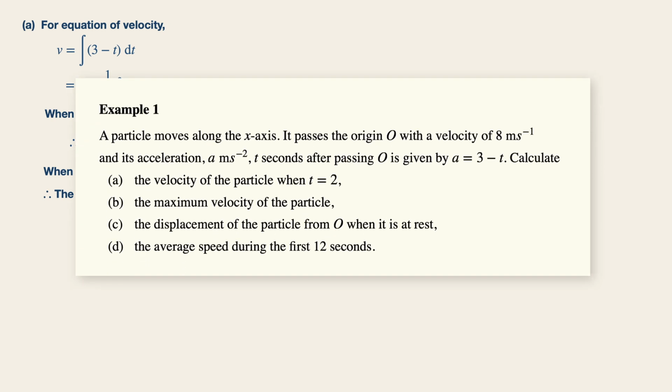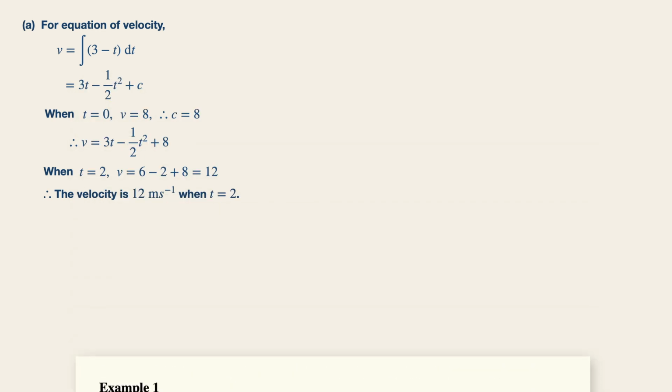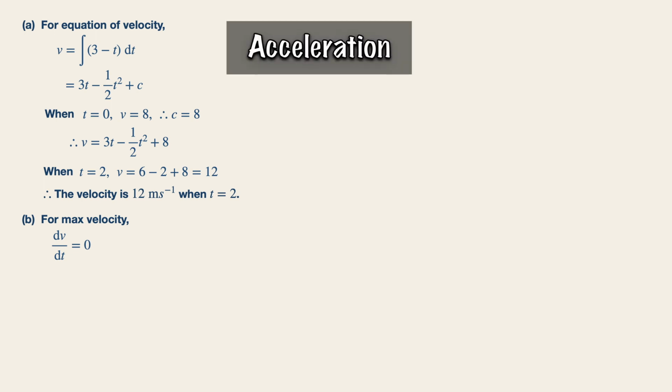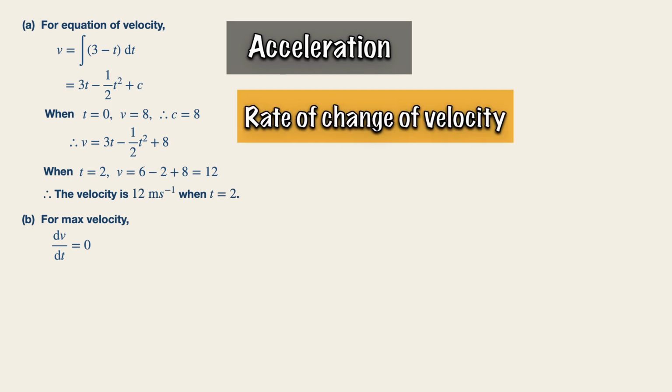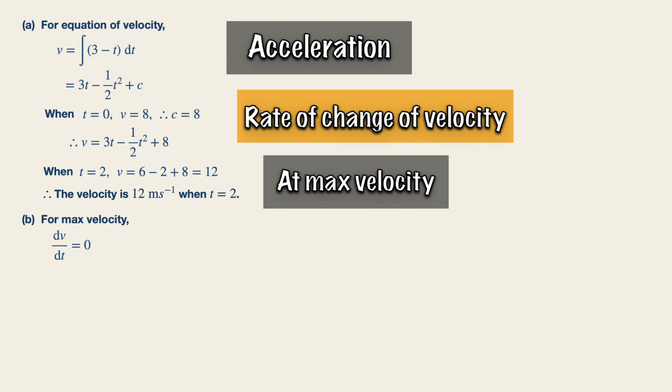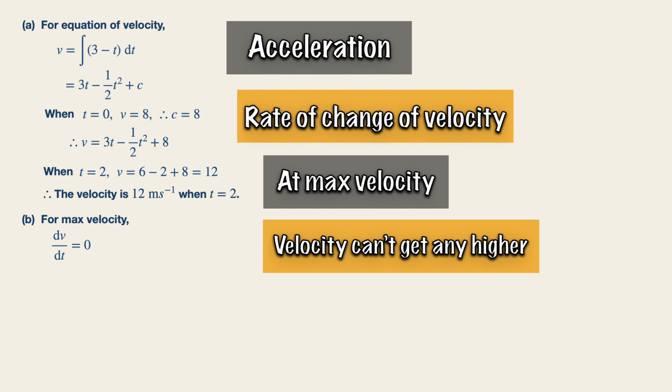Now moving on to the next part, we want to find the maximum velocity of the particle. Now for maximum velocity, dv/dt is equal to 0. To explain this further, dv/dt is actually the acceleration of the particle. Remember that acceleration is the rate of change of velocity. So if you are accelerating, it means that every second your velocity is changing. So once we have reached maximum velocity, it means that the velocity can't get any higher at all because it's the maximum. And this means that the acceleration is 0.